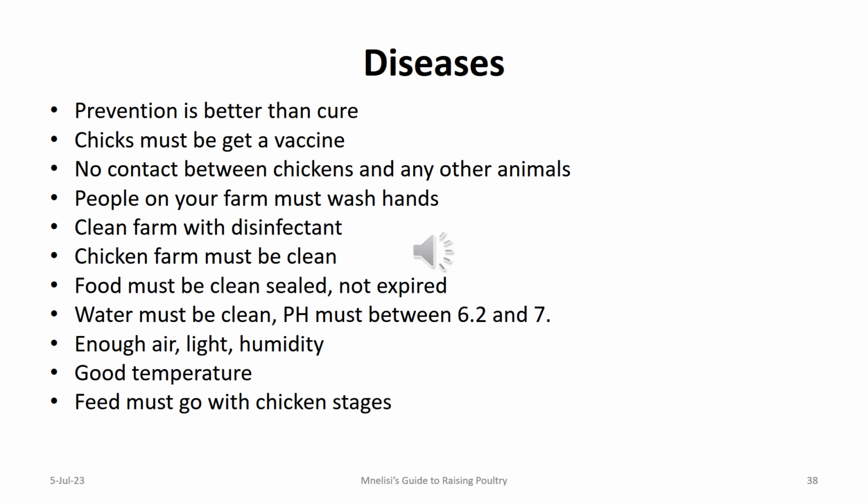Your farm needs enough air, light, and check your farm humidity level. Your farm temperature must be the good one for your chickens. Feed must go with the chicken stages. Don't feed your chickens wrong feed.